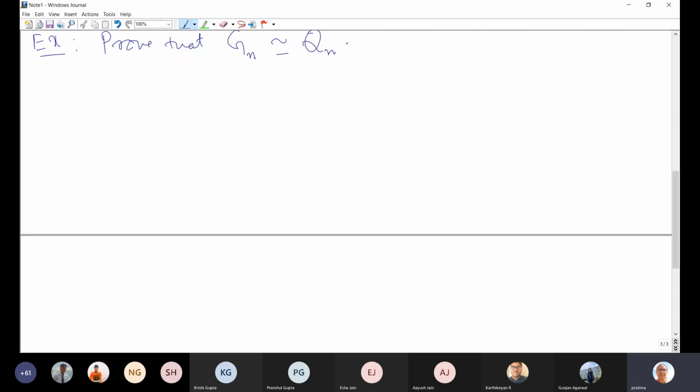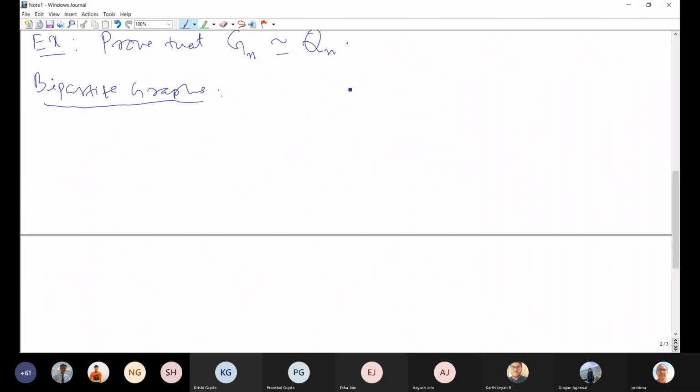Well, next we have another important class of graphs. They are called bipartite graphs. Bipartite graphs means we should be able to divide the vertex set of the graph into two parts. That is why the adjective bi.